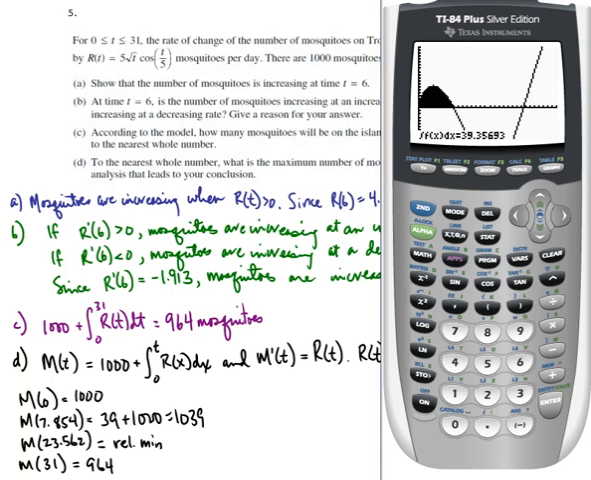And you should remember that the area under that rate curve from 0 to 7.854 is the net change in mosquitoes on the island during that period of time. You still have to take into account how many mosquitoes there were at the beginning. So there's 1,000 plus 39, and so we can see that that is our absolute maximum. And that wraps up this question here.